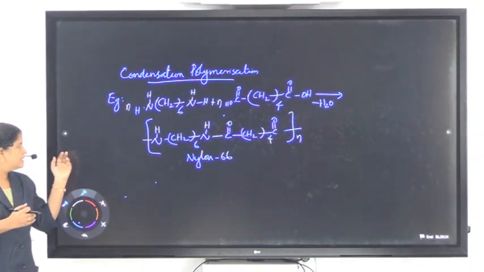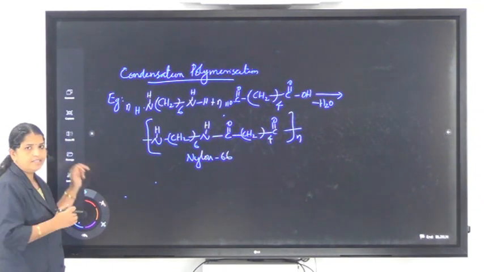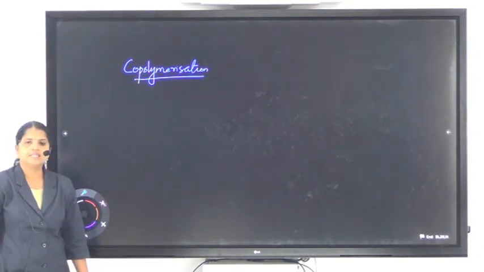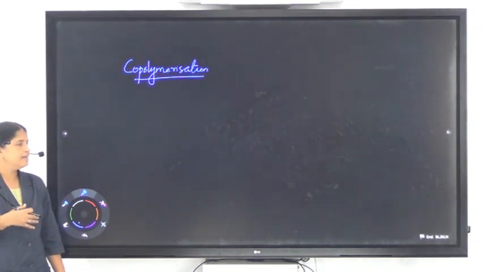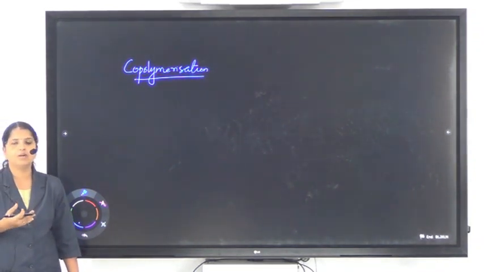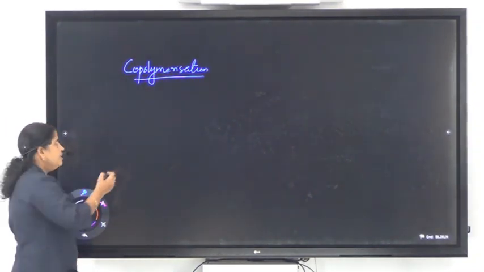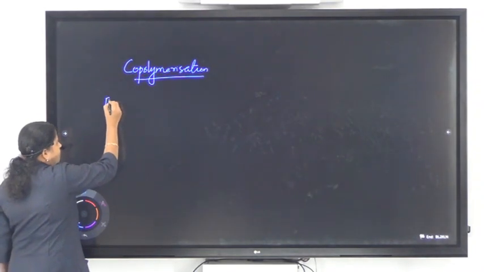Then the third type of polymerization reaction is copolymerization. So copolymerization is the linking together of 2 or more different types of monomers in different proportions, resulting in a polymer with more than one repeating unit. Then we can see different examples of these copolymers.